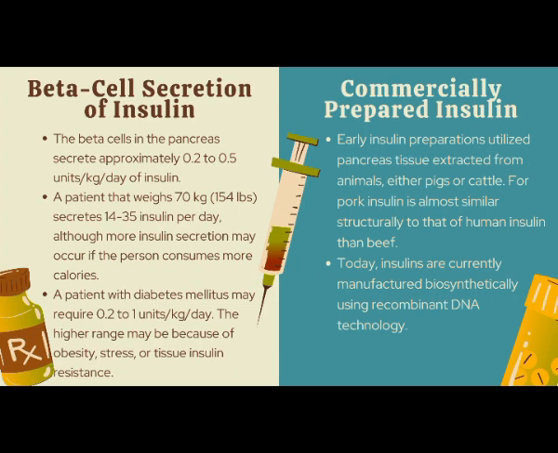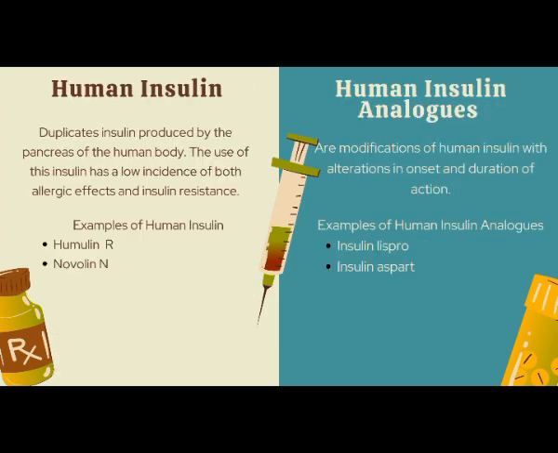Commercially prepared insulin. Early insulin preparation utilized pancreas tissue extracted from animals, either pigs or cattle. Pork insulin is structurally more similar to human insulin than beef. Human insulin duplicates insulin produced by the pancreas of the human body. The use of this insulin has a low incidence of both allergic effects and insulin resistance. Examples of human insulin are Humulin R and Novolin N.